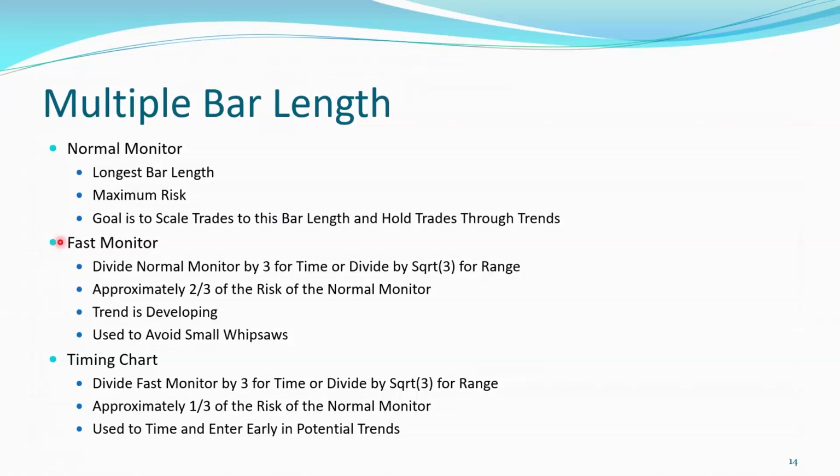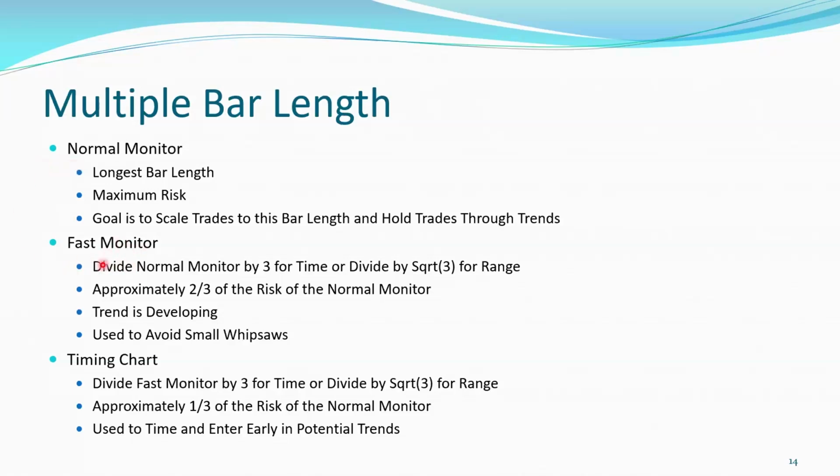So we're going to set up 3 different bar lengths, and I'm going to call these our normal monitor, which is our longest bar length. This is where the maximum amount of risk is. So we're going to have the widest stops here. We're taking the most risk on the normal monitor, but our goal is to scale our trade up to the normal monitor. We don't want to necessarily start off on the normal monitor to time an entry. That's where we want to actually get our trade to and carry it through that trend and then get the exit on the normal monitor.